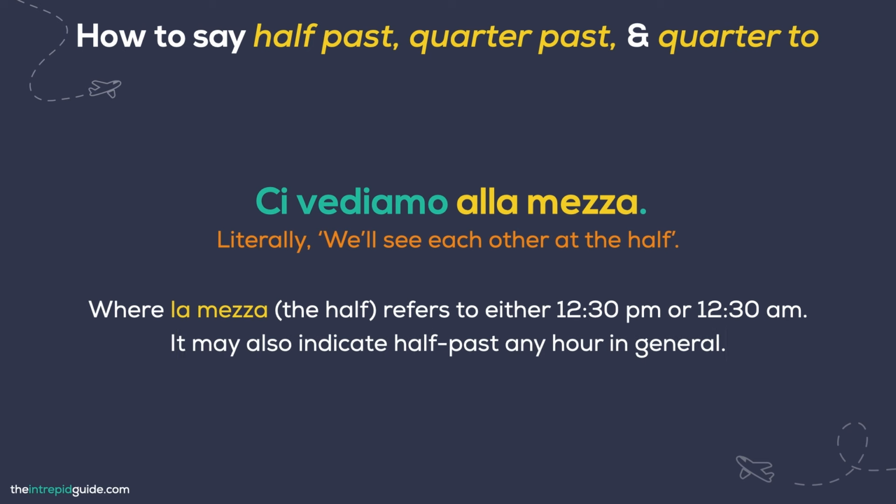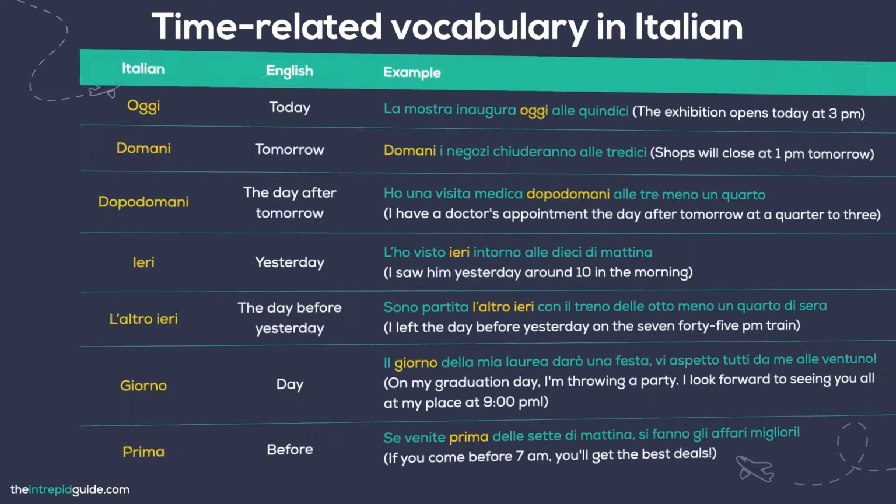or 12:30 a.m. It may also indicate half past any hour in general. Now let's take a look at some time-related vocabulary in Italian. Now here is a helpful list of Italian words commonly used in time-related conversations in Italian. Whether you're arranging appointments or chatting about events, these terms will come in handy.